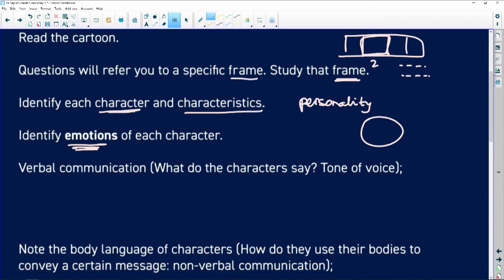So you know from emojis how people are feeling. That person maybe was a little bit exhausted. I want this one to be very exhausted. These are meant to be bags under the eyes. Look at the way faces are drawn. And then verbal is what do they say, and you have to think about the tone of voice.